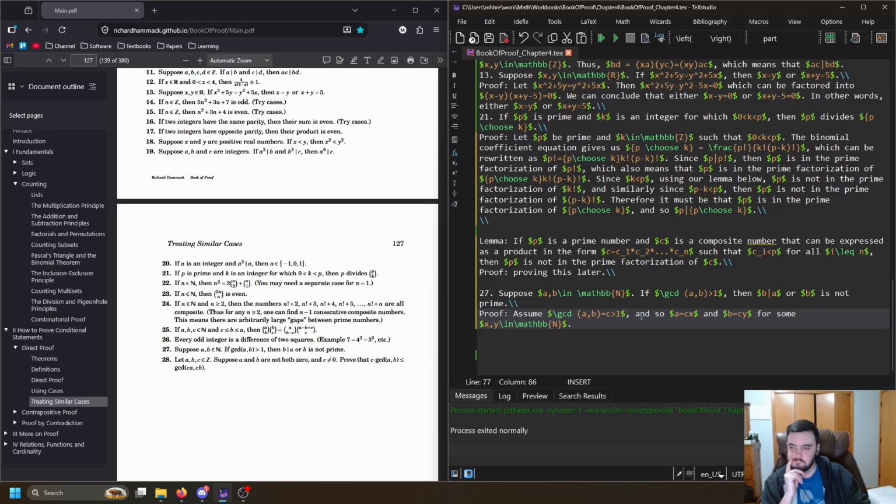Okay. If B is prime, yeah, we can assume B is prime to start and get that B divides A. And then we can assume that B does not divide A and conclude B is prime, to show that it must be one or the other. Seems like a fair way to do this, I think.